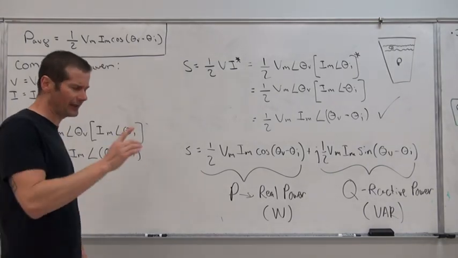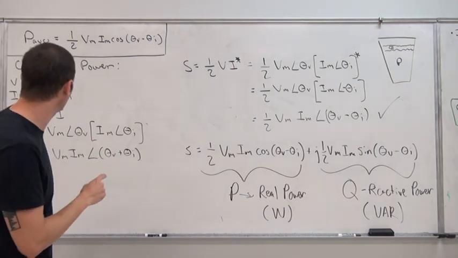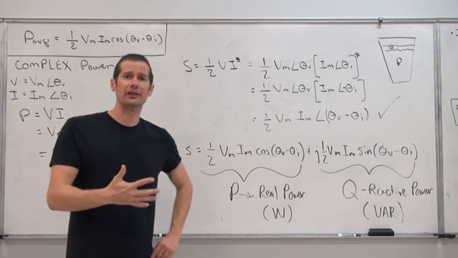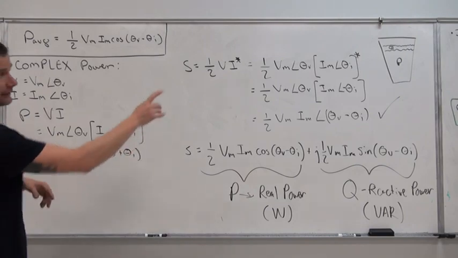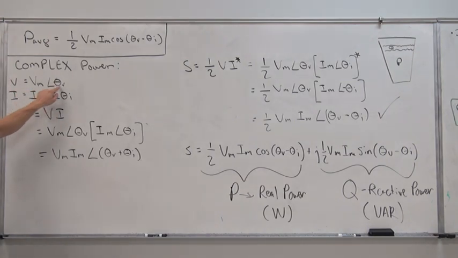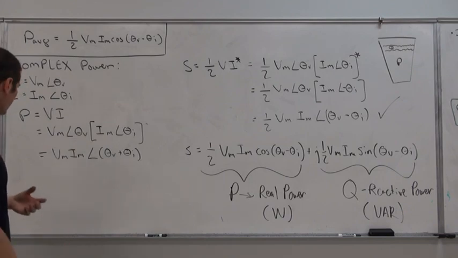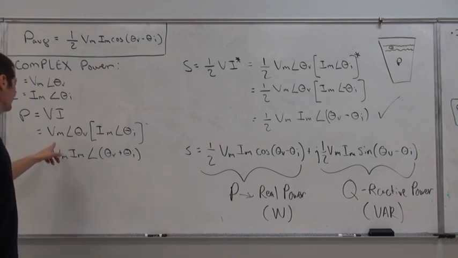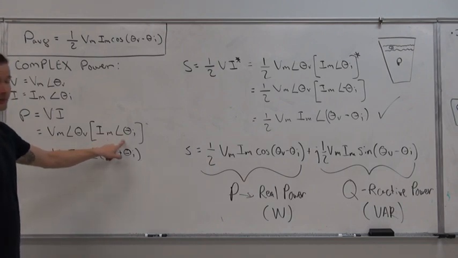Let's see if we can derive something that would map to 1/2 Vm Im cosine(theta v minus theta I). Well, power is equal to voltage times current, right? Okay, let's see if that works. If we took the phasor equivalent of v(t) and i(t), we get Vm at an angle of theta v, and Im at an angle of theta I. So P is equal to VI. Seems like that could work. So let's check this out: Vm at angle theta v multiplied by Im at angle theta I.